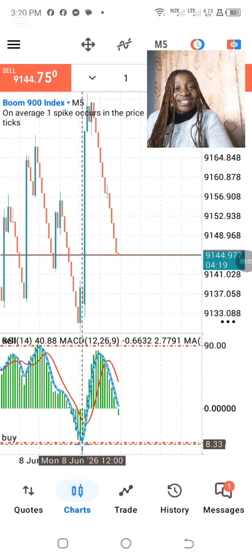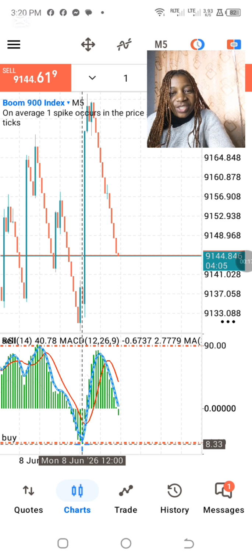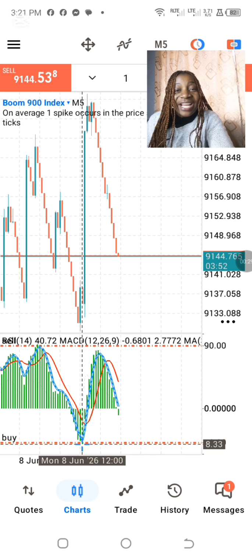This is Boom 900, and let's see how effective this strategy is. This is the Boom 900 current chart. As you can see, we have pushed our chart to the far left corner so that we see the movement of our indicators. Here, the MACD histogram has touched level 10 of our RSI. And look what happened after just one 5-minute candle. It spiked massively, and this is Boom 900.